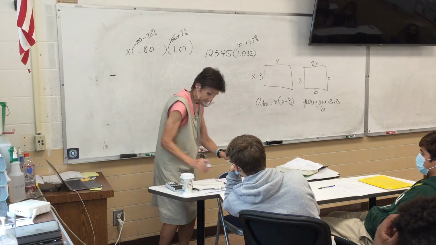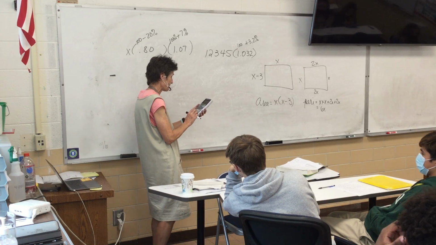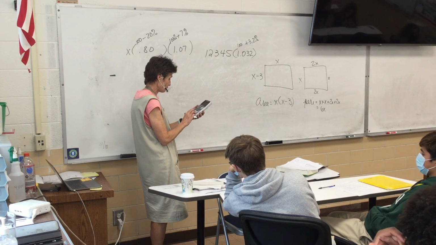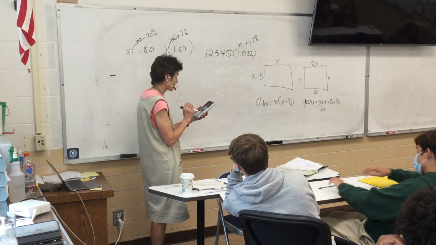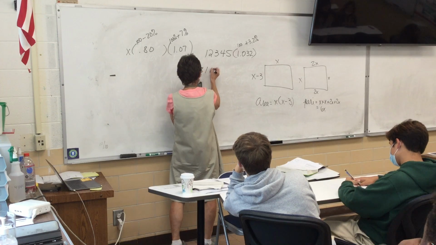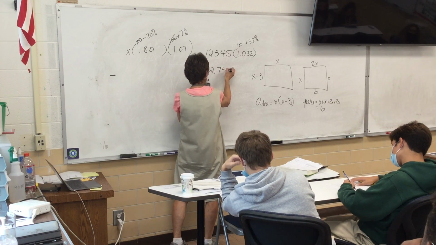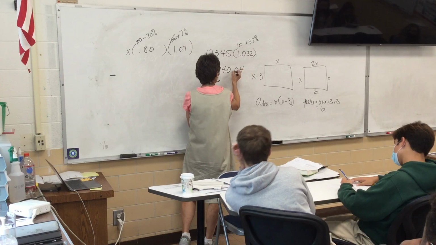All right, so I'm gonna go ahead and type that in my calculator because this one I can actually get a number for. 12,345 times 1.032. My new salary will be $12,740.04.